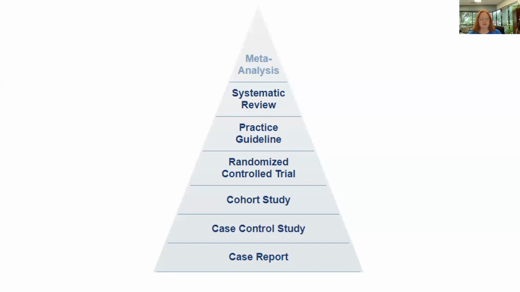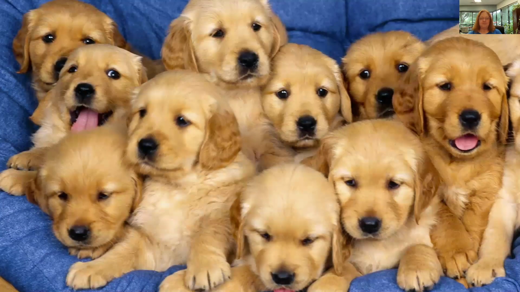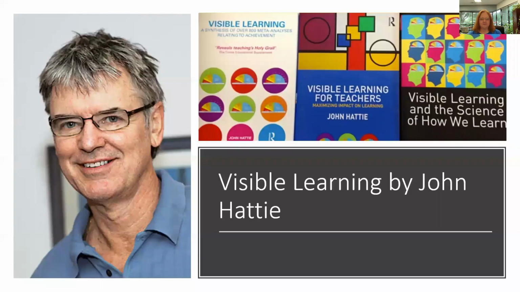You can see all the different types of studies there, but what we're looking for is at the top, the meta-analysis. A meta-analysis looks at multiple studies, all sorts of different studies that have been done on that topic, and it combines all of those results and comes up with an effect size. The easy way to remember that about a meta-analysis is more is better. The more studies done, the more reliable the research is.